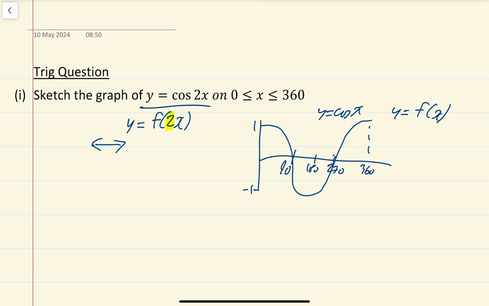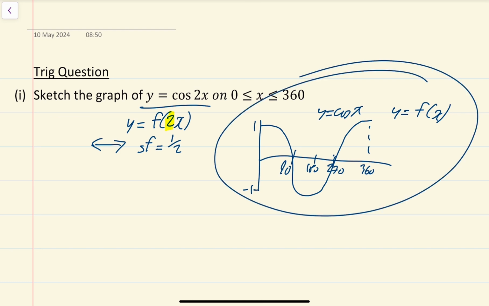Inside the bracket also means it's backwards, so it's awkward. It means your scale factor is, instead of being stretch scale factor 2 as you would expect, the stretch is scale factor 1/2. So this graph over here gets squashed in, scale factor 1/2.